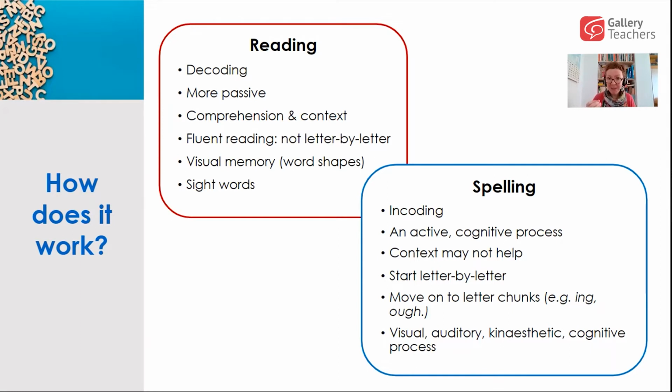We spell letter by letter. That's how we begin anyway. After that, we can move on to letter chunks, again, the ing or the ough. And when we spell, it's something that we do automatically, but still we all use a range of different strategies, whether they are visual or auditory, kinesthetic, and cognitive. You may find that some of these strategies might work better for you than some others. However, we still use some of all those different types of strategies.